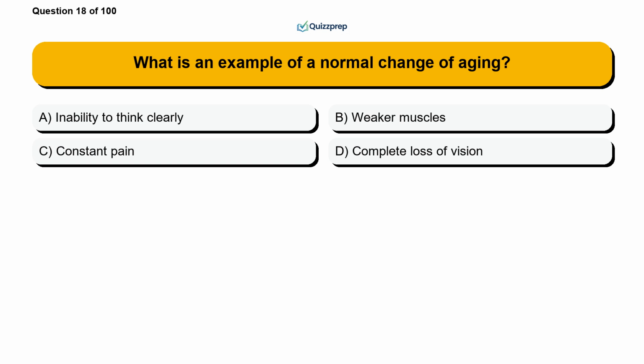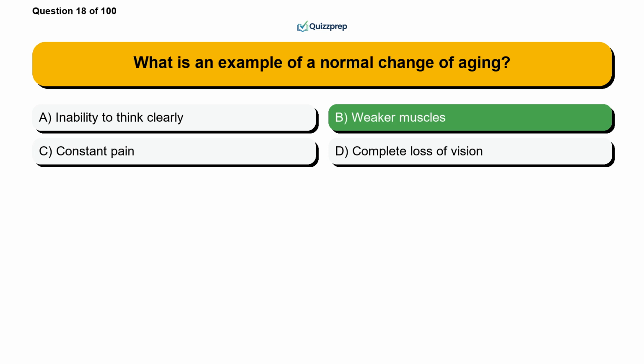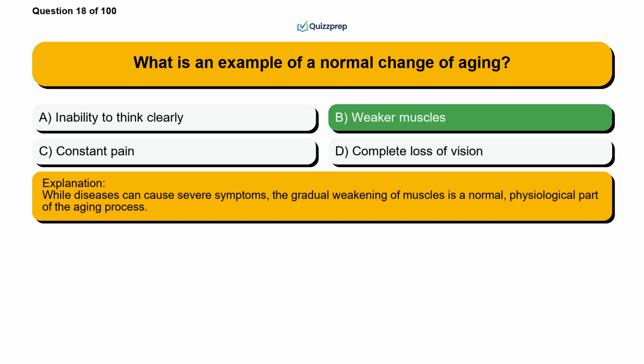Question 18. What is an example of a normal change of aging? Option A, inability to think clearly. Option B, weaker muscles. Option C, constant pain. Option D, complete loss of vision. The correct answer is option B, weaker muscles. While diseases can cause severe symptoms, the gradual weakening of muscles is a normal, physiological part of the aging process.